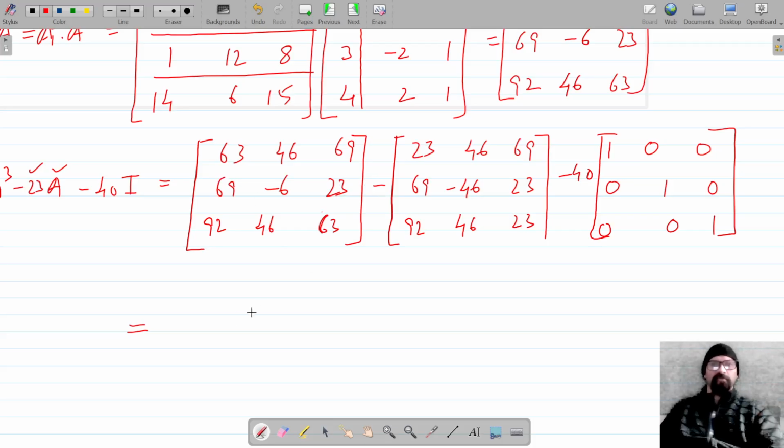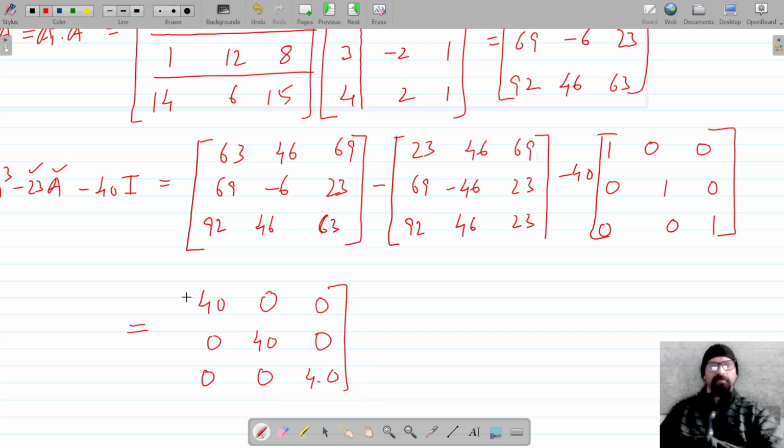So 63 minus 20 is 40, 46 minus 46 is 0, 69 minus 69 is 0. This is 69 minus 23 is 69 minus 69 is 0, negative 6 plus 46 is 40, 23 minus 23 is 0. This is 0, and 46 minus 46 is 0, 63 minus 23 is 40.